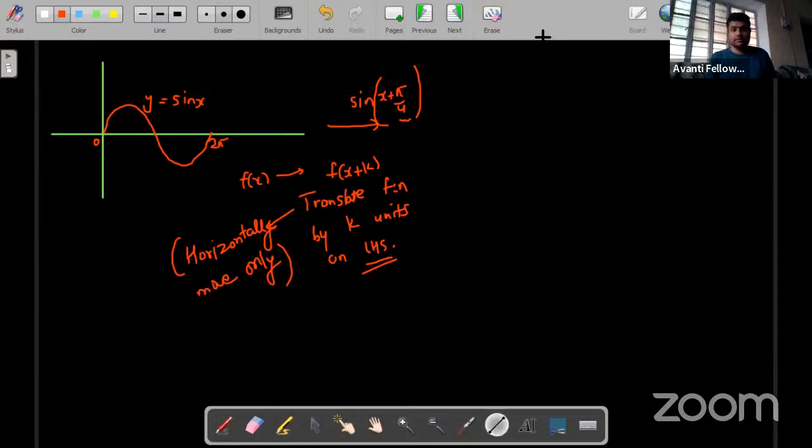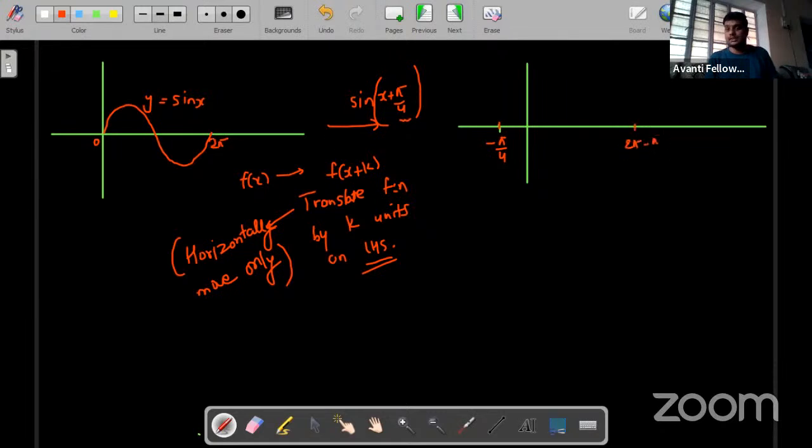So now we'll draw the graph for sine of x plus pi by 4. Now pi by 4 unit we have to translate on the left hand side. So we will start at minus pi by 4, because 0 minus pi by 4, and the right extreme limit will be 2 pi minus pi by 4, which we can simplify as 7 pi by 4. So the graph will be nothing but the same. Now you can also check this. This is the function y equals sine of x plus pi by 4.